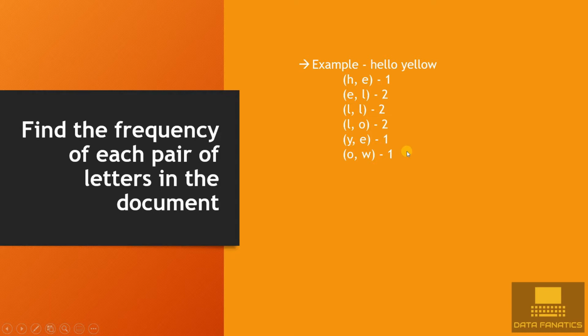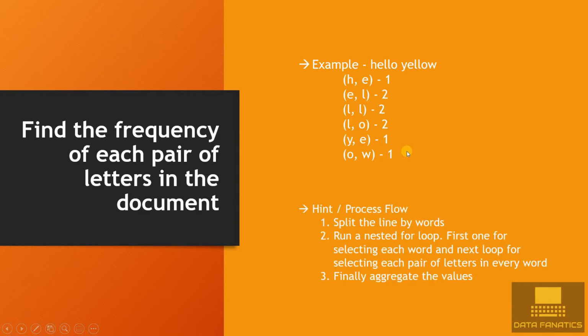Otherwise, I will give you a hint, or maybe explain the process flow of how you need to do it. If you are still around, let's see the hint. First of all, you need to split the line by words. This is because we do not want to find a pair with the space. We do not want O and space to form a pair, or space and Y of yellow to form a pair. So that's why we need to split the line by words.